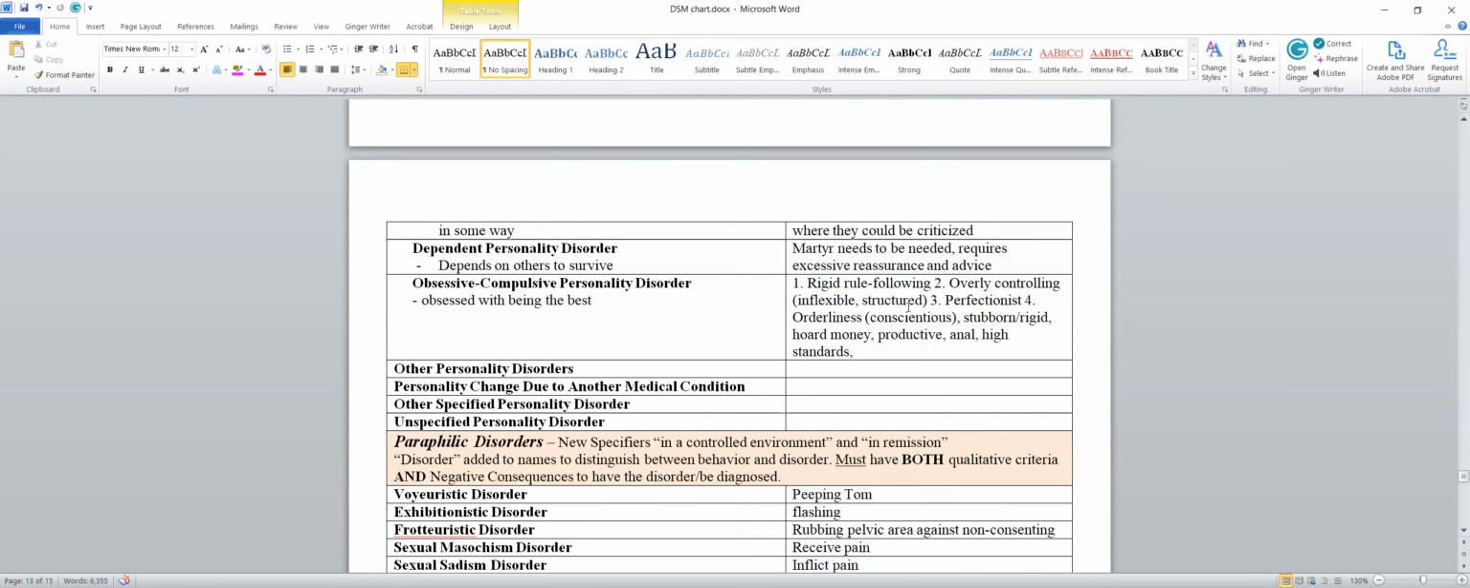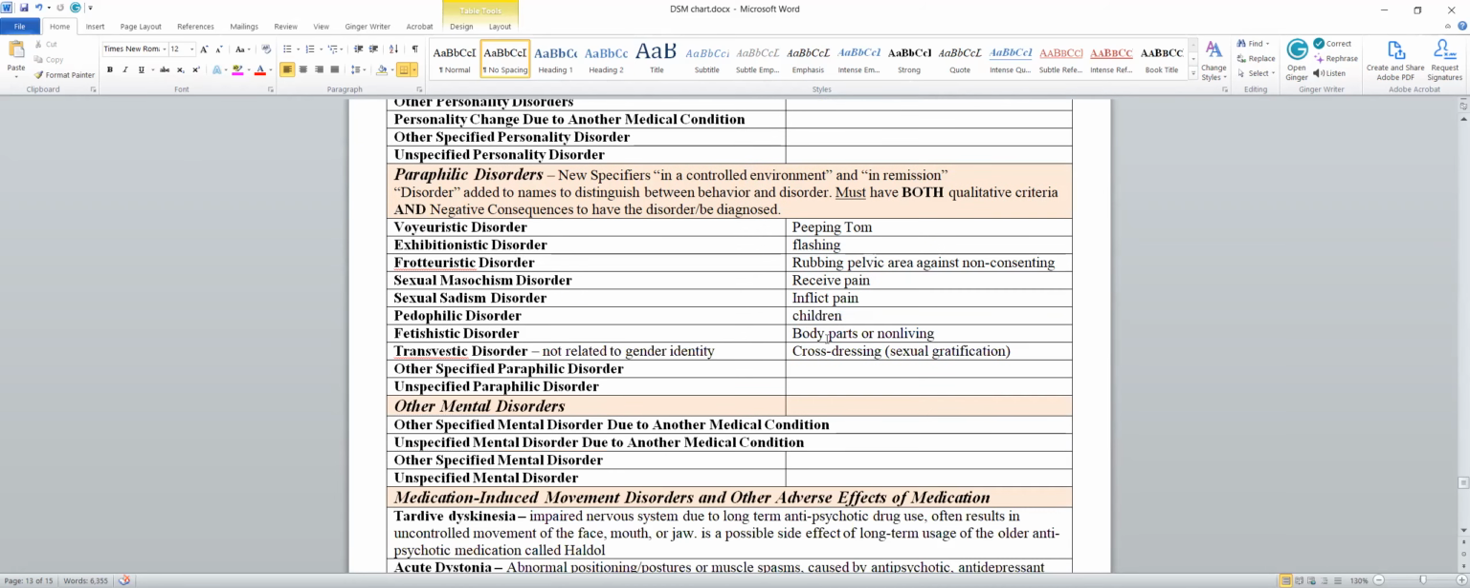Then moving on, there are other personality disorders: personality change due to another medical condition, other specified personality disorders, and unspecified personality disorder. Moving on to a main category of paraphilic disorders, new specifiers in a controlled environment and in remission. Disorder was added to names to distinguish between behavior and disorder; must have both qualitative criteria and negative consequences to have the disorder be diagnosed.